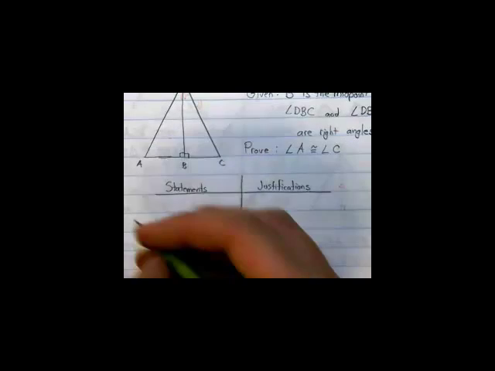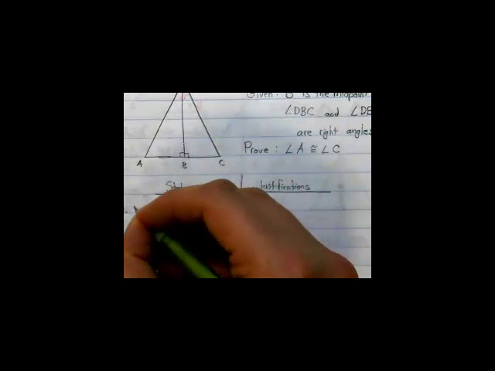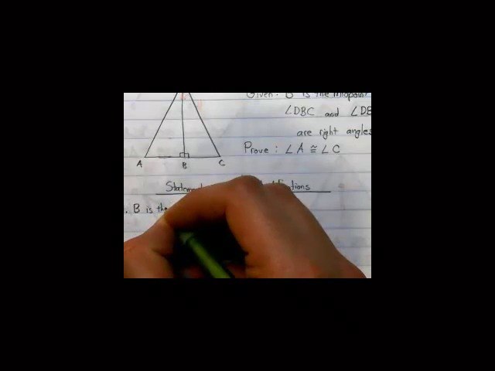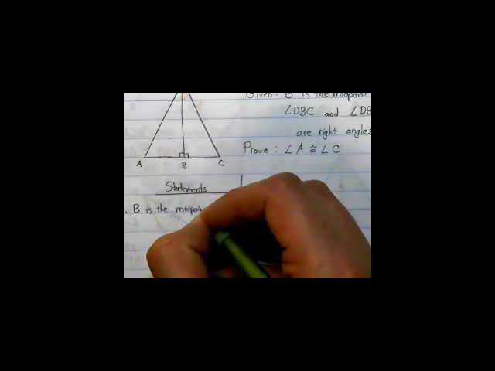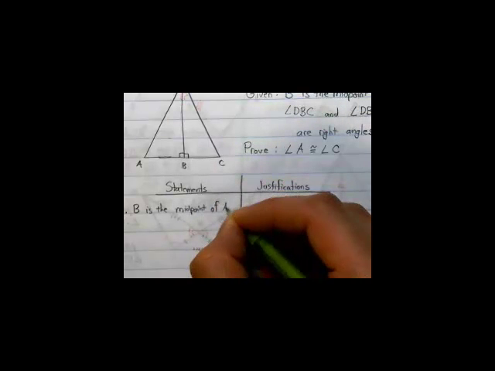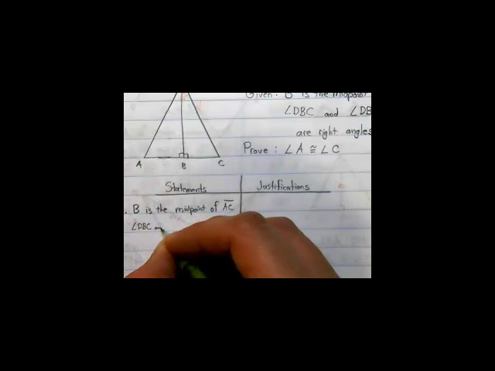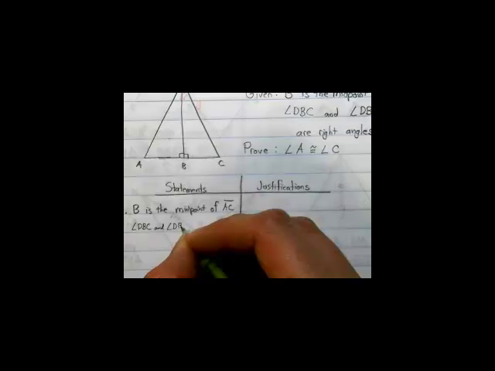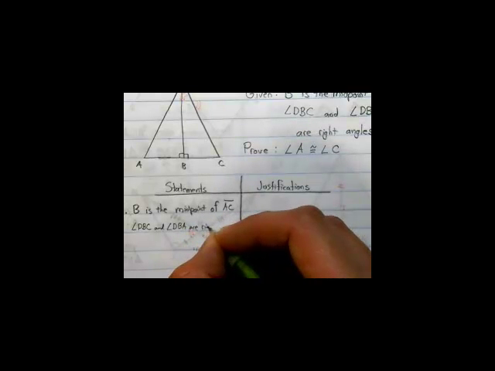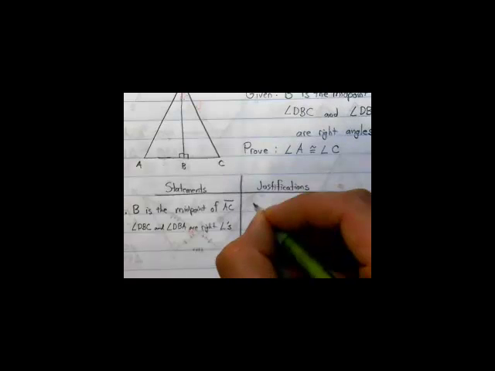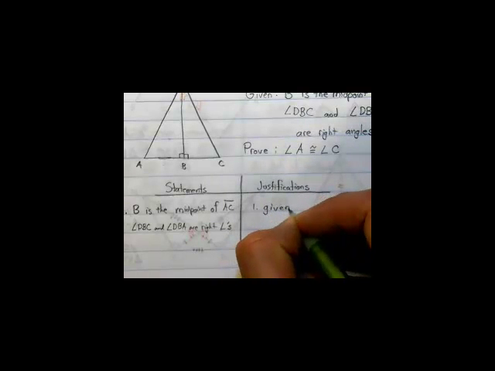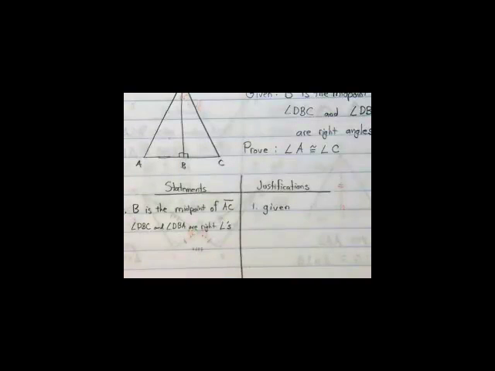Okay, so get the given down here quick. B is the midpoint of AC, DBC and DBA are right angles. Okay, so let's develop a plan. What other pieces in these two triangles can I show are congruent to each other to help me out here?